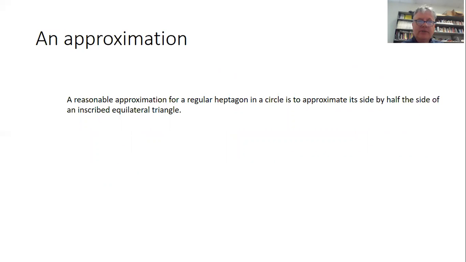And then just as a final comment, besides giving exact constructions, Al-Wafa also talked about doing approximations. So for example, a heptagon, which we know we can't have an exact compass and ruler construction of, you can do a pretty good approximation by using half the side of an equilateral triangle. Okay, I think I'll set that as homework for you to figure that out. Okay, that finishes off chapter 3.